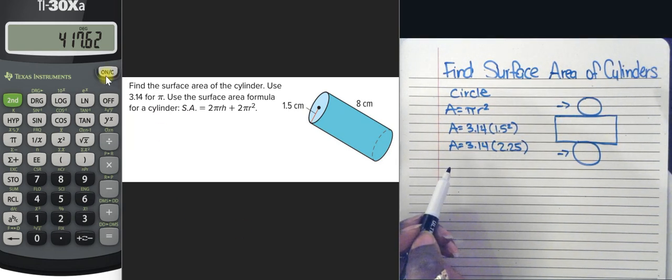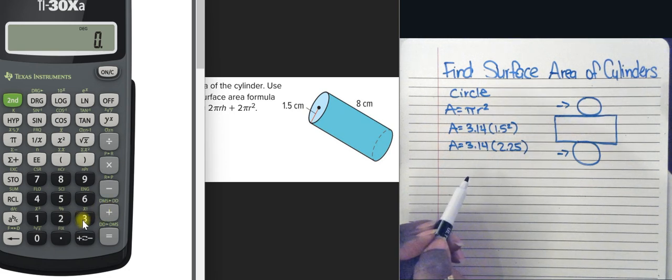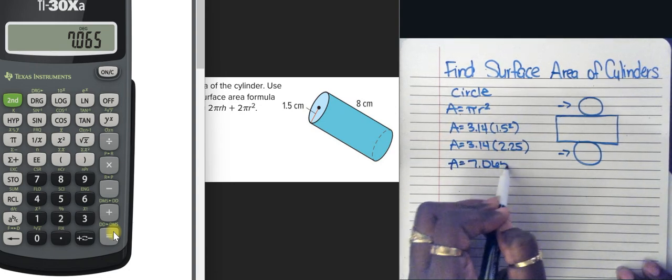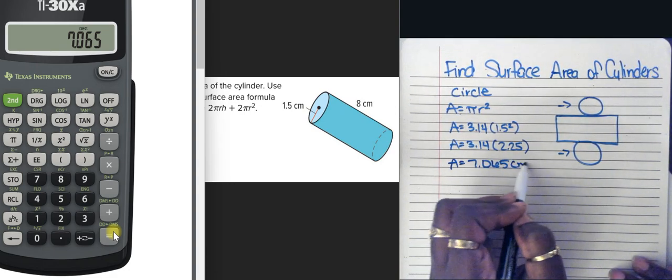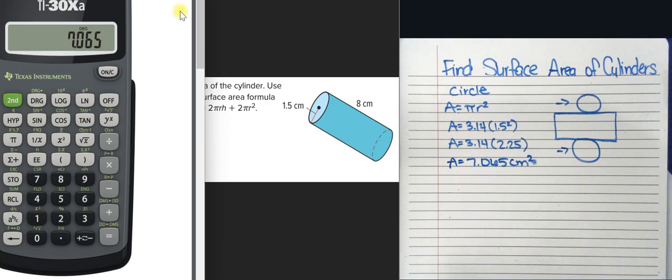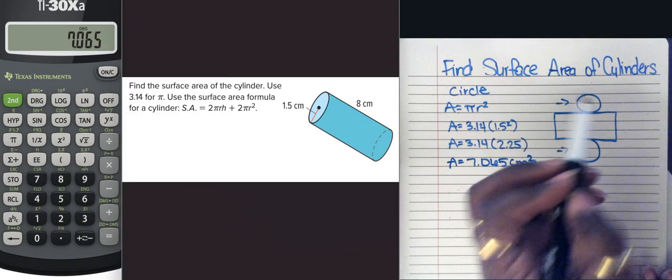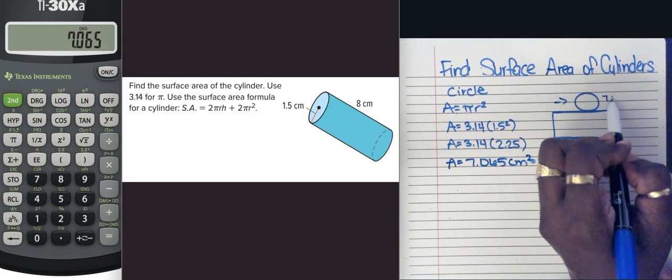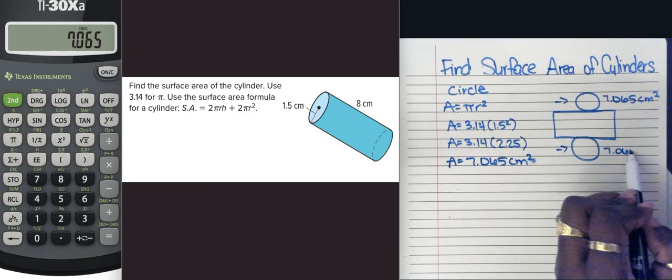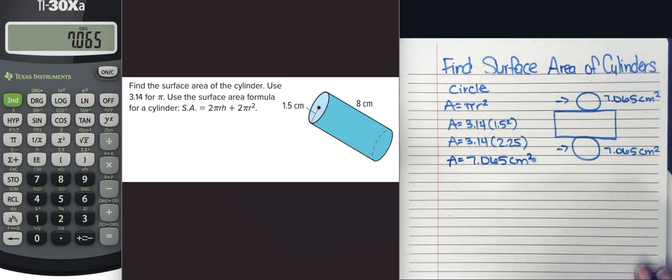And so now what I'm going to do is figure out what is 3.14 times 2.25. We end up with area is equal to 7.065. And we are talking about centimeters, not cubed. So that is going to be square centimeters. Now that is the area of each of these circles. So we have 7.065 square centimeters here, 7.065 square centimeters here.